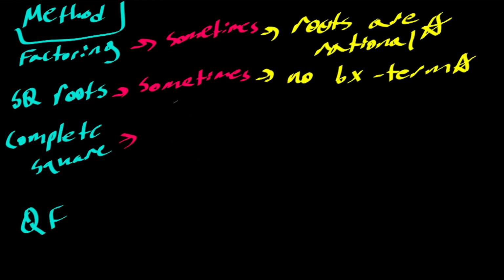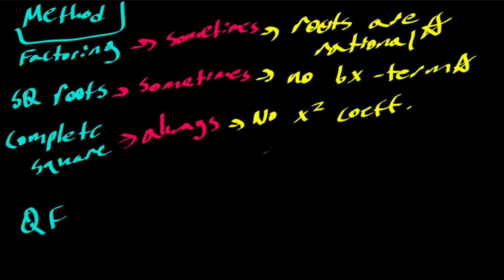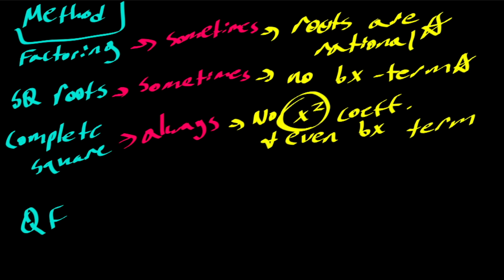All right, the last method, or I guess the second to last method, is completing the square. So this can actually always be used. However, there are times when it's better than others, so I'll try to lay that out for you clearly. So you want to use this when there's no x squared coefficient and an even bx term. All right, so if there's no coefficient in front of x squared and you want your bx term to be even, that's a tip-off to use complete the square.